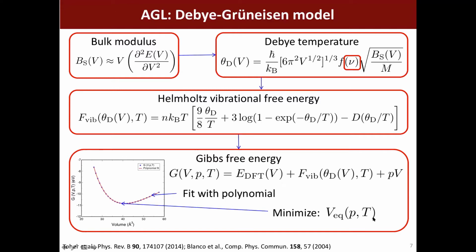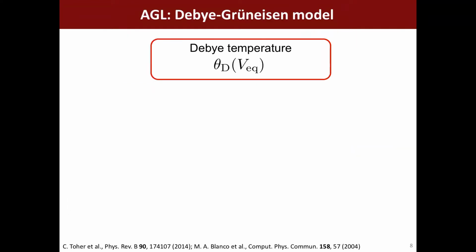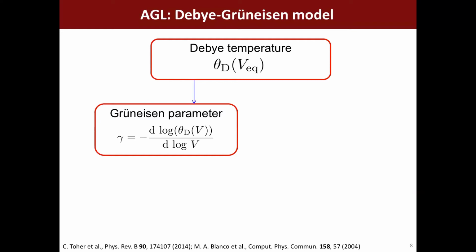So you can do this for a different range of pressures and temperatures once you have your energy volume curve. And for this, you can get your Gibbs free energy and your equilibrium volume as a function of pressure and temperature. So now we have our Debye temperature at the equilibrium volume. We can calculate things like the Grüneisen parameter, which is a measure of how the Debye temperature varies as a function of volume. And it's basically a measure of the anharmonicity of the crystal.